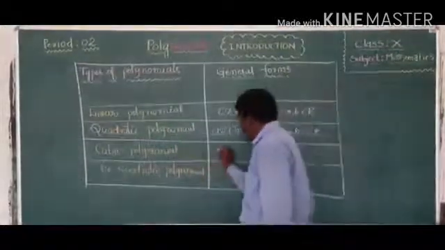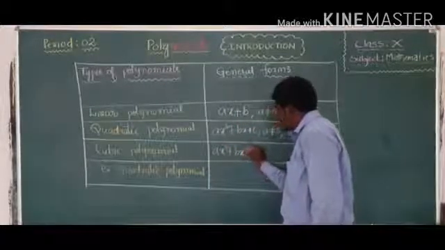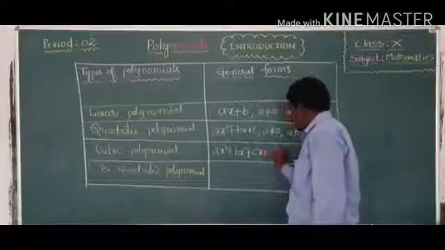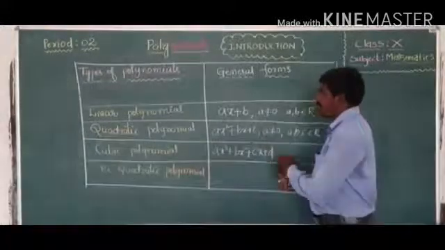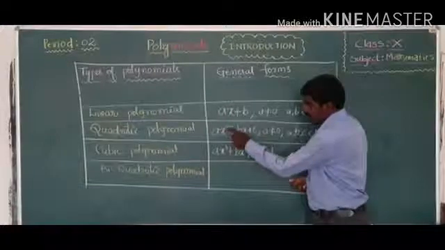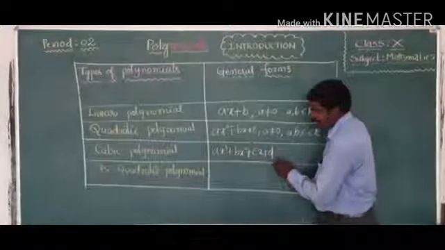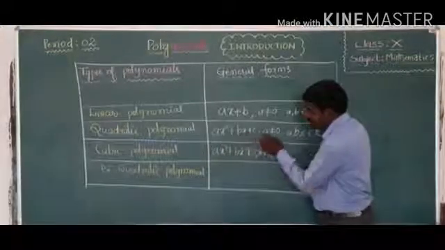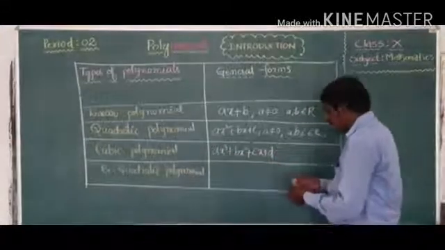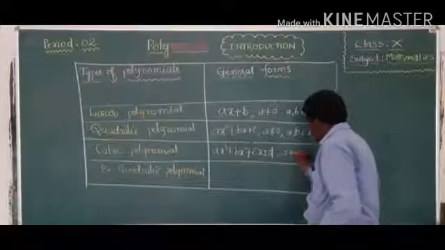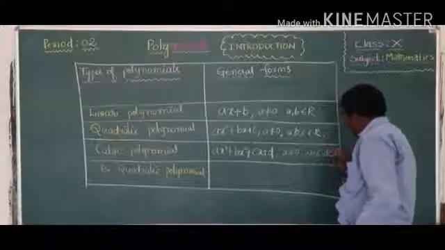And the general form of a cubic polynomial is ax cube plus bx square plus cx plus d. First degree 1, next degree 2, next degree 3, so with a, b, c, d we have to take them in order: x cube, x square, x, a constant. And here also a must be not equal to 0 and a, b, c, d belong to real numbers.